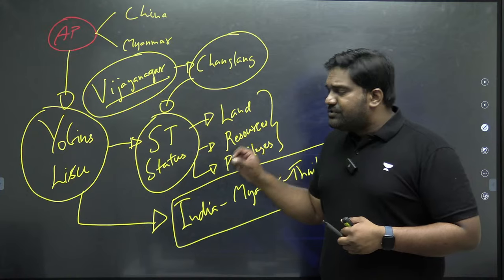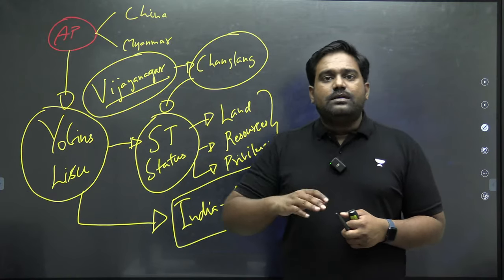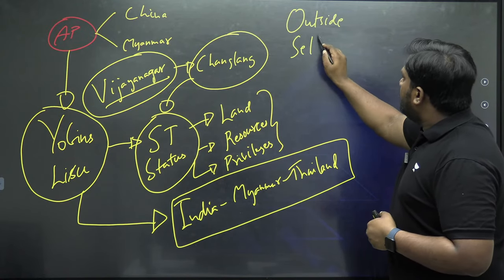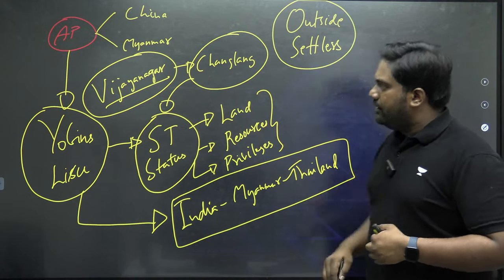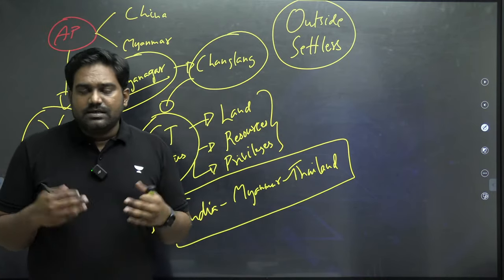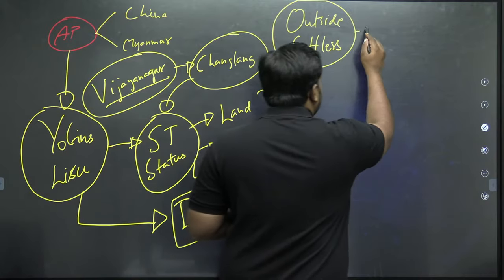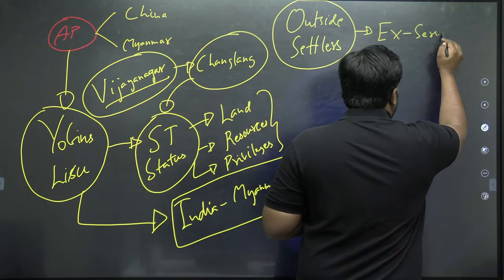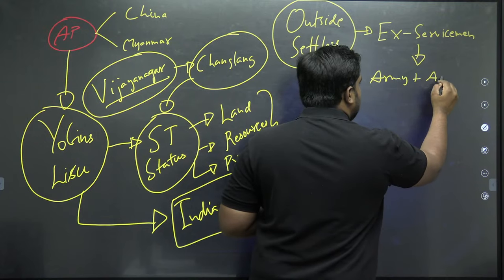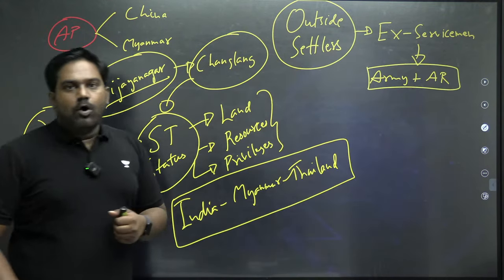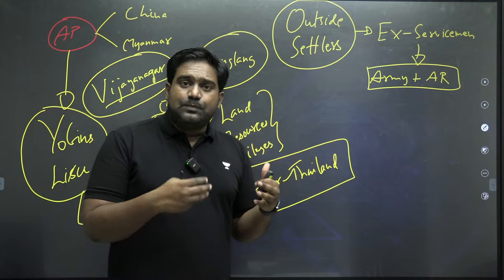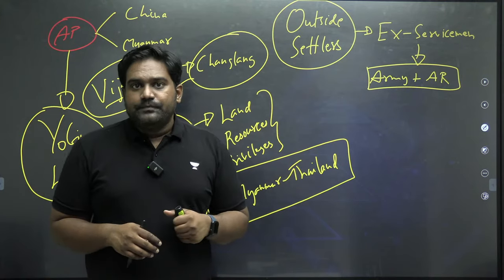But the Yobin community is facing a concern. They have a concern with the outside settlers in the Changlang region. There are a few outside communities that have settled in the Vijayanagar region of Arunachal Pradesh. Now, which are these outside settler communities? Let's take a look. One, there are a number of ex-servicemen from the Indian Army and Assam Rifles, which are involved in counter-insurgency, counter-terrorist operations in the Northeast. Assam Rifles is also responsible for guarding the India-Myanmar border, right?